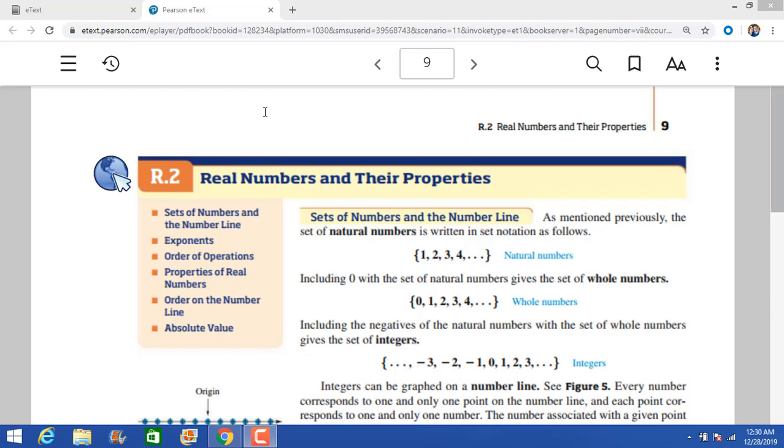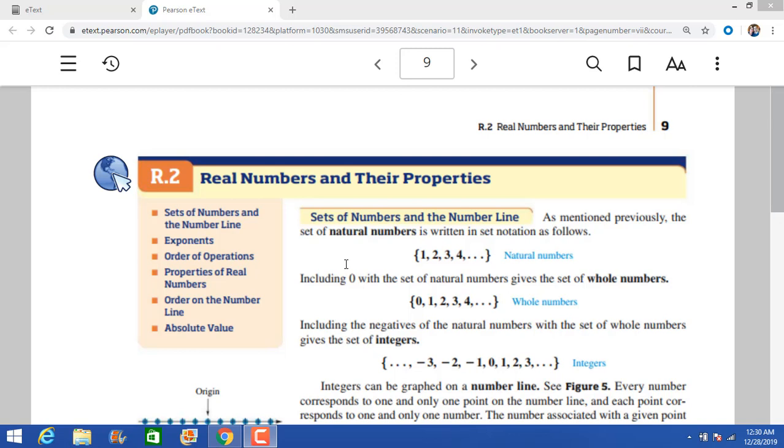Okay, class, today we're going to start talking about real numbers and their properties. This is under the review section R2. Last time we talked about sets and their properties in relation to other sets, and today we're going to talk about a particular set, the real numbers. So these are what we're going to talk about today.